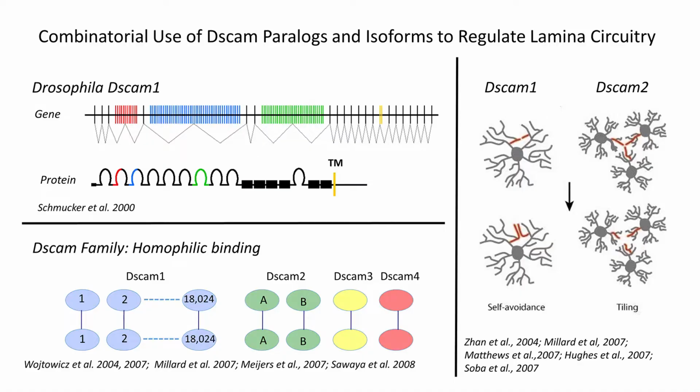And that relies on a process by which each one of these neurons expresses, through a probabilistic mechanism, a set of DSCAM molecules that endows each neuron with a unique identity. DSCAM2 has a related function. It plays a role in tiling.